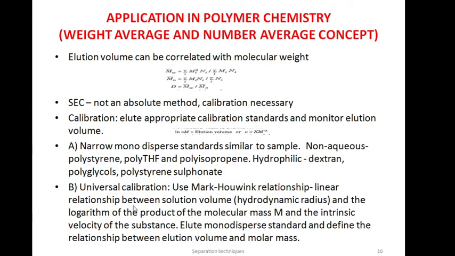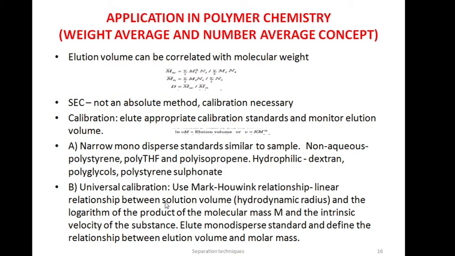There are two types of calibrations. One is using monodisperse standards. We call them narrow monodisperse standards, which are similar to the sample. You can have non-aqueous or aqueous. Under non-aqueous we have polystyrene, polytetrahydrofuran and polyisoprene. In hydrophilic, we have dextran, polyglycols, and polystyrene sulfonates.